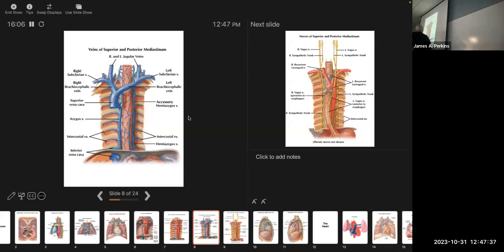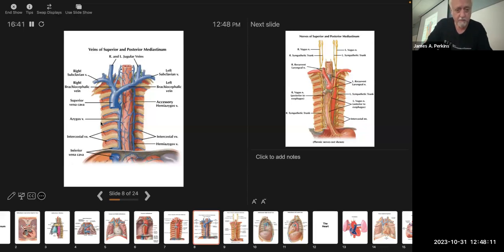So on the right side of the body, all of the intercostal veins are collected by something called the azygous vein. The azygous vein runs right along the vertebral bodies and eventually turns anteriorly. So it's turning towards the front of the body and is actually going to join with the superior vena cava. So I'll try to use the pointer here so that the Zoom folks can see this.